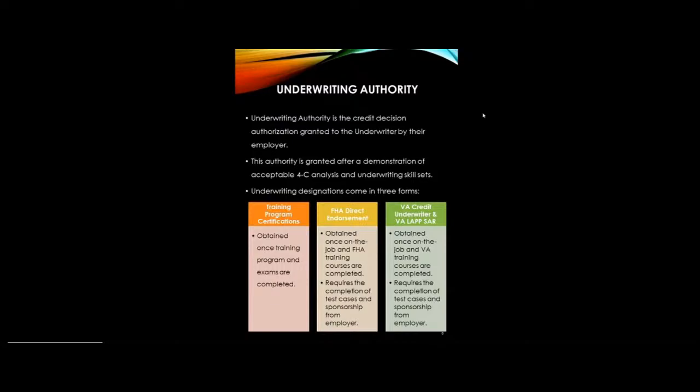There are other endorsements that are a little bit more restrictive, or it's harder to get. One of the two main certifications that almost everyone in this industry kind of wants nowadays, but it's hard to get, is your FHA direct endorsement and your VA credit underwriting, which is a LAPP, a SAR for VA. And FHA is a CHUMS ID number. And FHA is basically a certification, and it allows the underwriters to underwrite FHA loans. And the same thing with VA. It lets the underwriter underwrite VA loans.